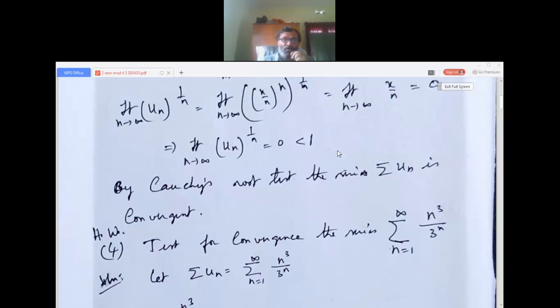Similarly, for the Cauchy's root test, we take it as un power 1 by n. The given series sigma un, we find its nth term, that is un, and we take un power 1 by n, and that is called the Cauchy's root test.